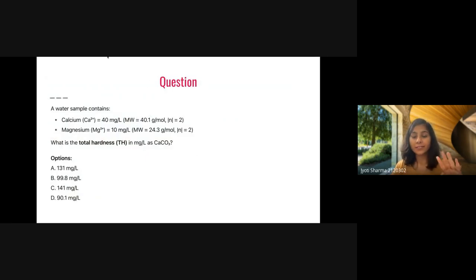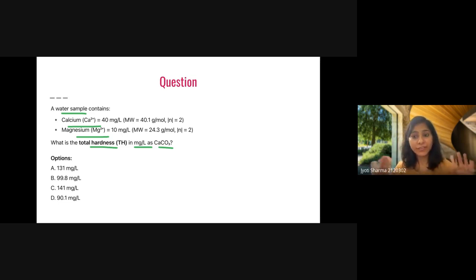Okay, very easy question. In the water sample, we have the calcium concentration and the magnesium concentration, and you have to tell me the total hardness in mg per liter as CaCO3. So how can we calculate that?